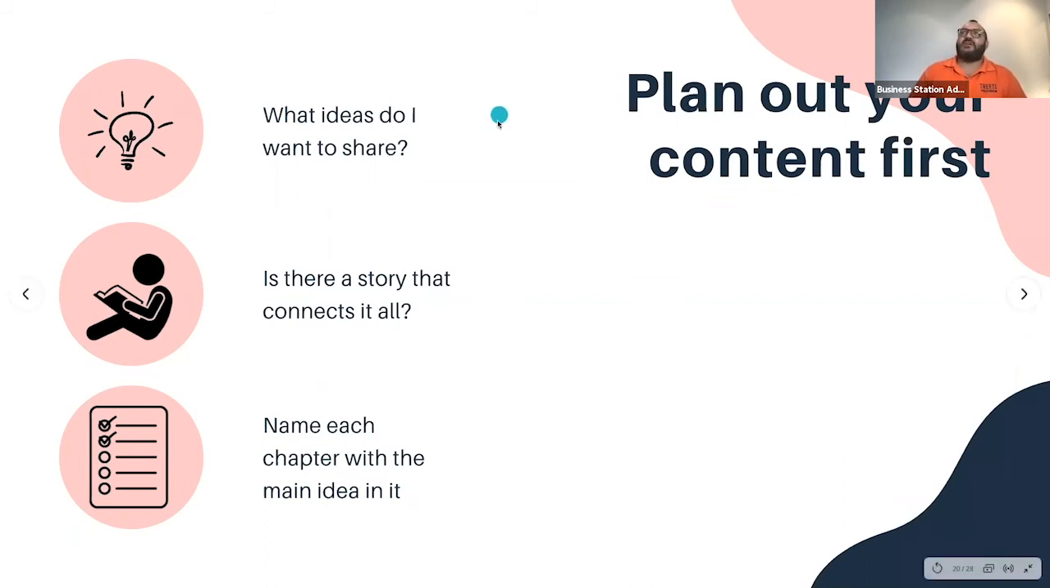So if we break it down into those different days, if you plan out your content first, let's look at asking the question: what ideas do I want to share? What is the main crux of what I want to put across? Think of whether there is a story connecting it. You don't have to write down that story on day one when you're planning. You just go, there is a story here.